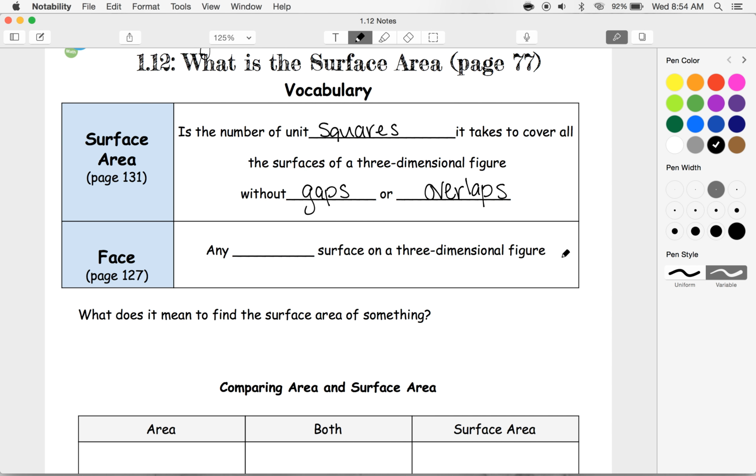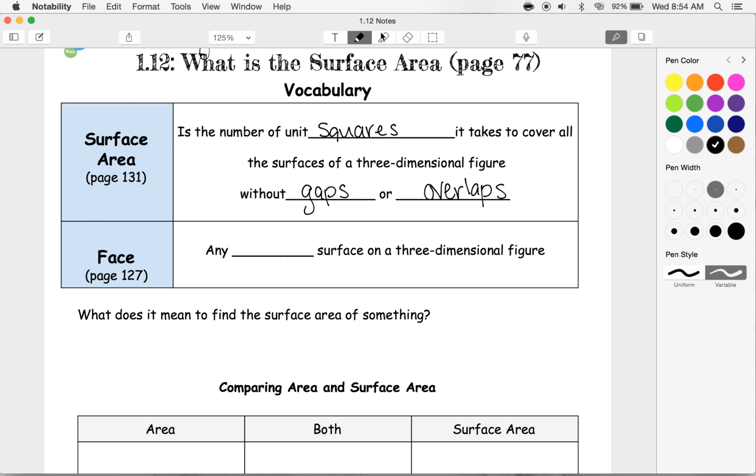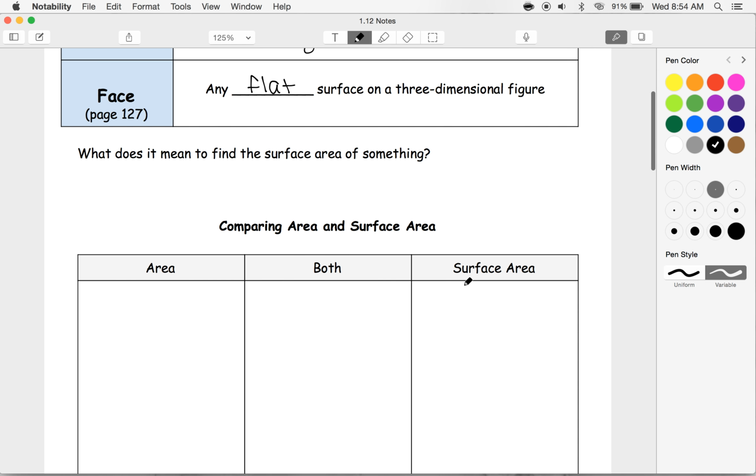Now, in order to understand surface area a little bit better, we also have to be comfortable with the idea of what a face is. It's any flat surface on a three-dimensional shape. Okay?